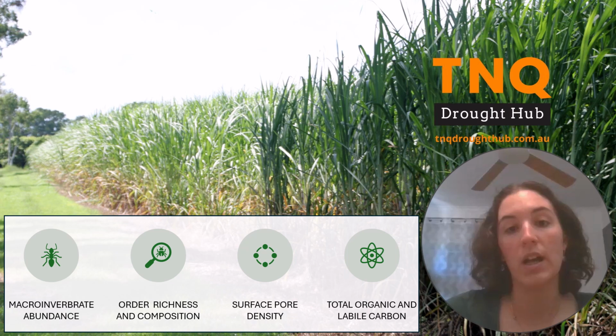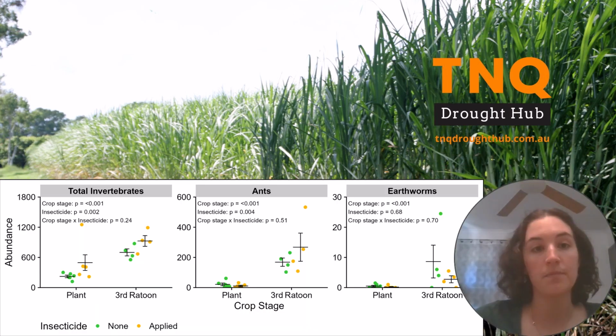easily accessible labile carbon. Results showed that most macroinvertebrates, including major contributors ants and earthworms, were more abundant in third ratoon paddocks, and that bifenthrin had no effect on earthworms, but treated plots had higher abundances of highly adaptable springtails and big-headed ants.